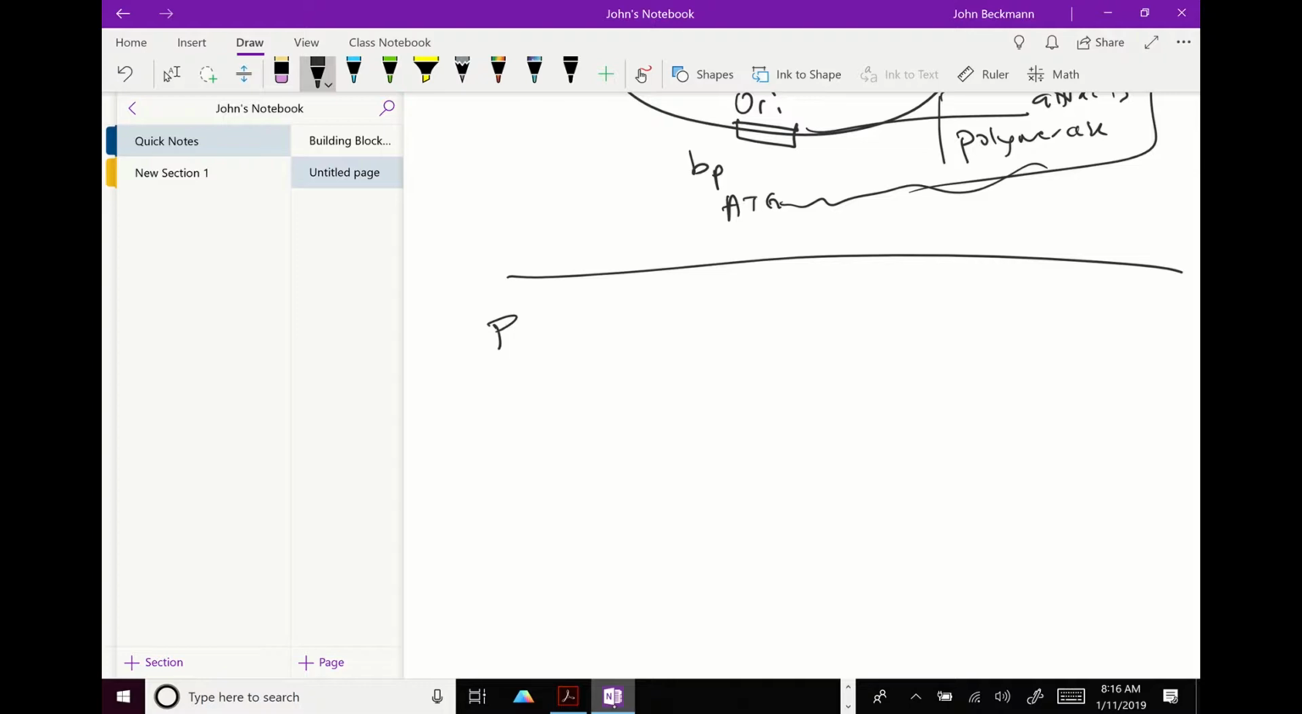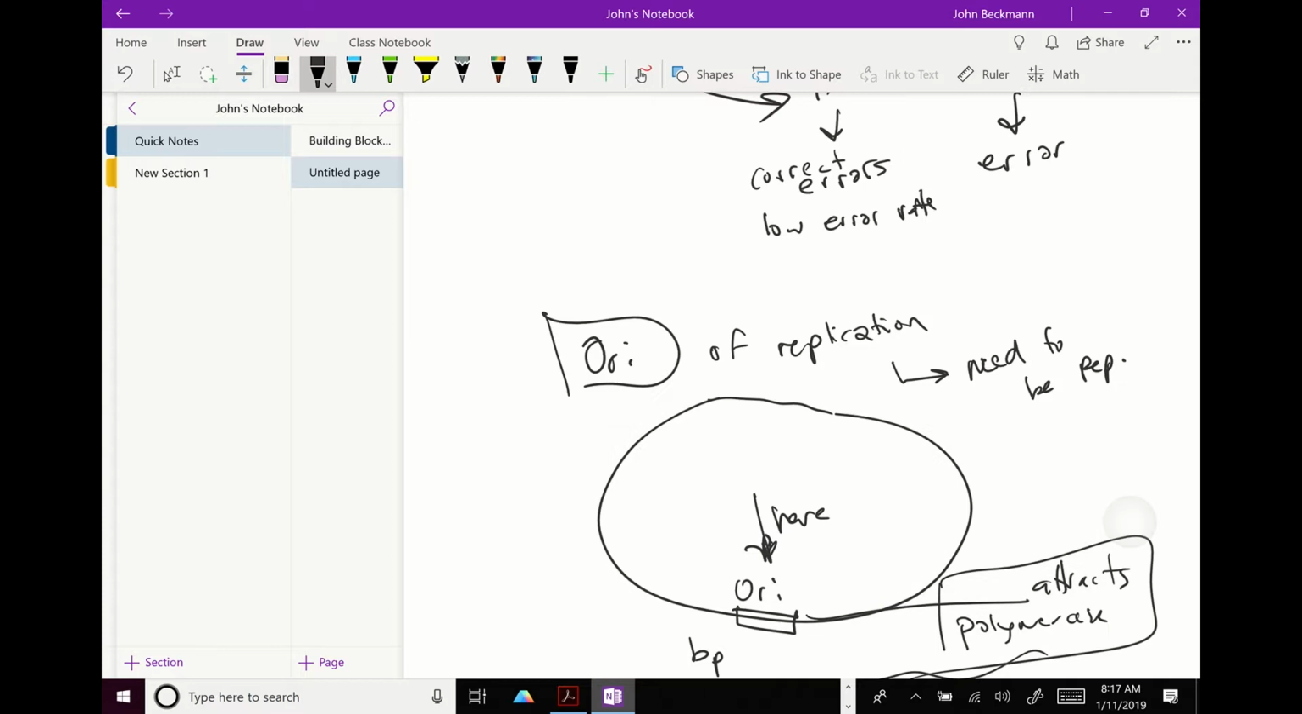Because here's why. It's a problem if in the cell you're constantly replicating DNA, right? That process needs to be controlled. And one of the ways that it's controlled is at the origin of replication. So you want to know what that is.